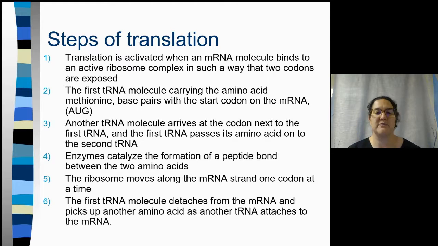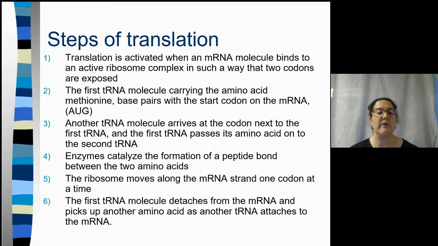So for our steps of translation, translation is activated when the mRNA molecule binds to an active ribosome complex in such a way that the two codons are exposed. And this happens in the ribosomes in the cytoplasm. The first tRNA molecule carrying the amino acid methionine, or START, base pairs with the START codon of the mRNA, which would be AUG on your mRNA codon chart.